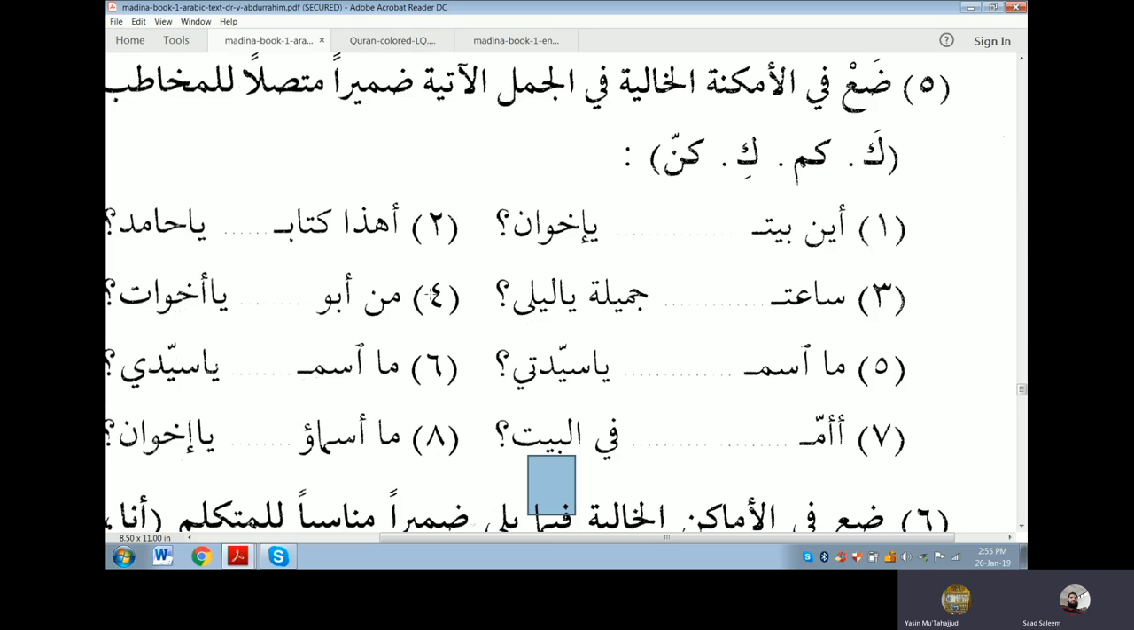Ibn Abbas, may Allah be pleased with him. Start from the top. Bismillahirrahmanirrahim. Sunan Ibn Majah. The chapter regarding zakat and the obligation of zakat. Ibn Abbas, may Allah be pleased with him, narrated that the Prophet, sallallahu alayhi wa sallam, sent Mu'adh to Yemen and said, "You are going to some people among the people of the book."